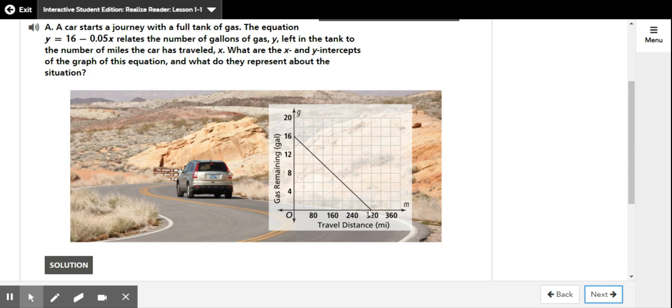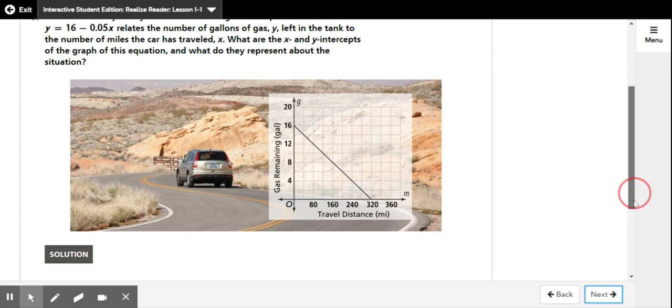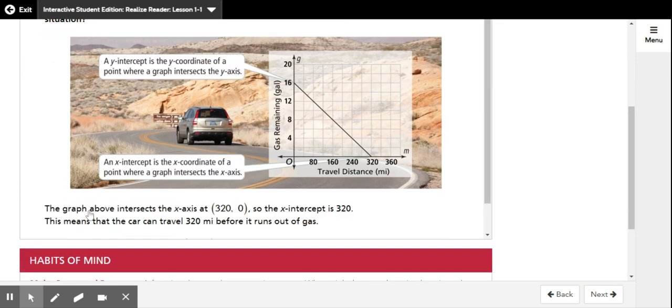The x-intercept represents where you've traveled 320 miles and you have 0 gallons left in your car. So that's where you ran out of gas, 320 miles down the road. And again, that's just pointing out what we just talked about.